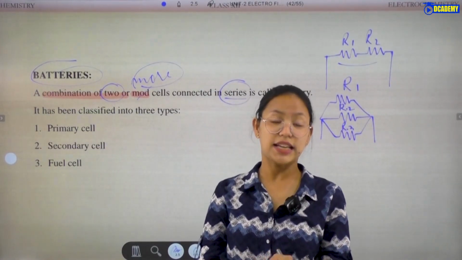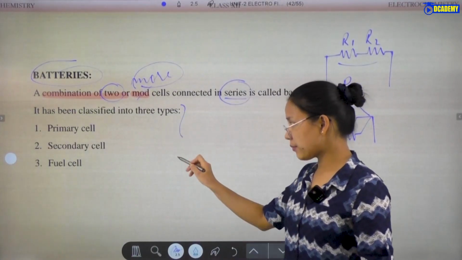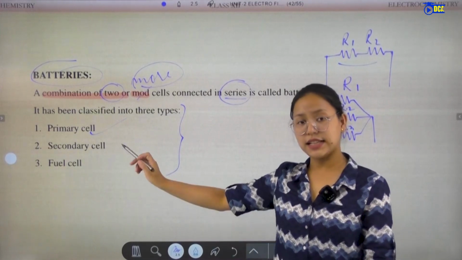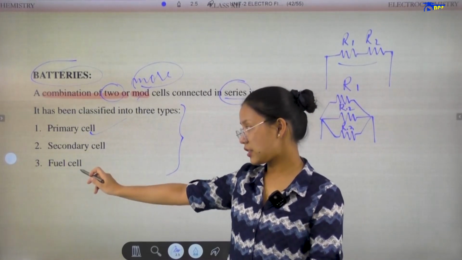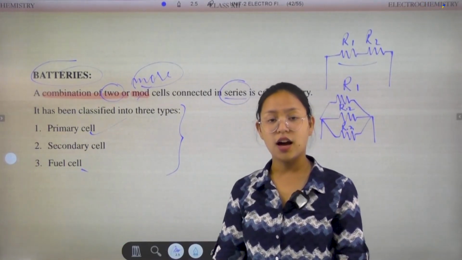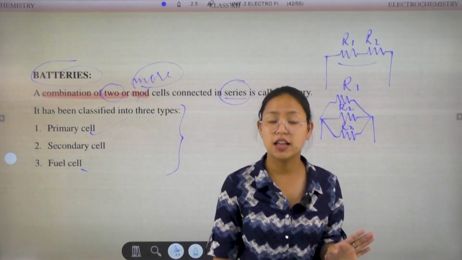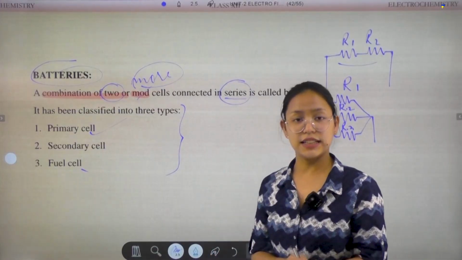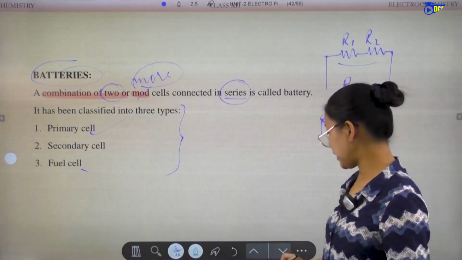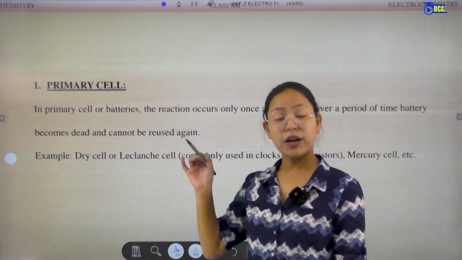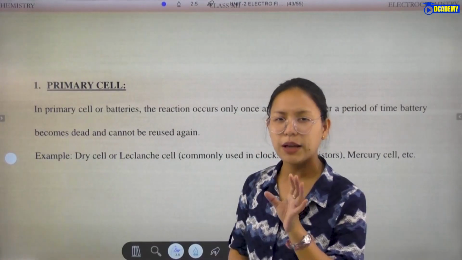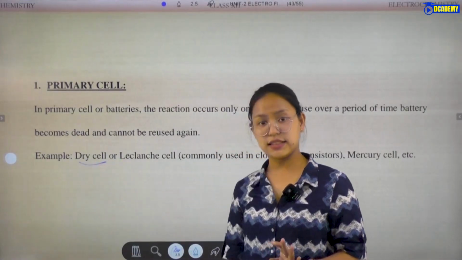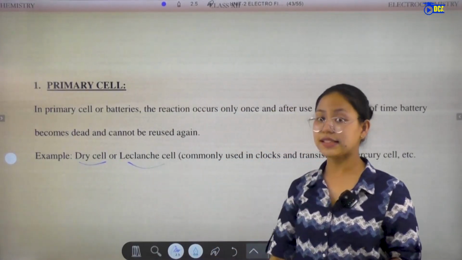Battery. Primary cell, secondary cell, fuel cell. What do we mean by primary cell? Primary, secondary, fuel cell. Next, primary cell. Types of cell. Example: dry cell, Leclanche cell.